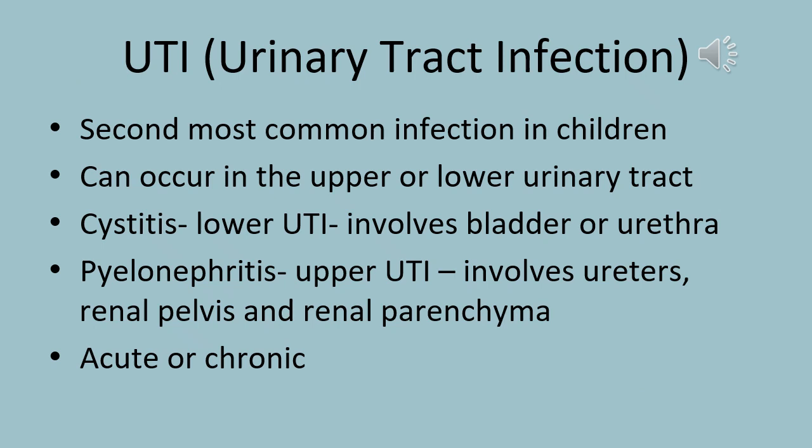Urinary tract infections are the second most common infection in children. There are 2 types of UTIs. You have cystitis, which is the bladder, and pyelonephritis, which is the ureters, pelvis, and parenchyma. They can be caused by bacteria, virus, or fungi. They affect girls more than boys, and it is thought that by age 7, around 8% of girls will have had a UTI. This problem can also be a chronic one, where the child will have multiple UTIs.